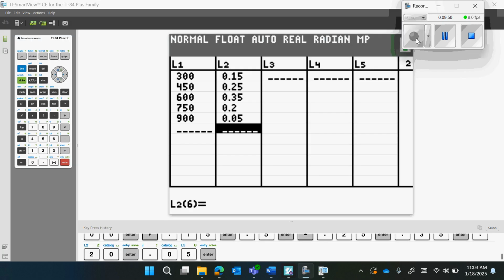Okay, so as you can see in L1 here, I have my X values, which are the costs that he could possibly get when he's collecting his money, 300, 450, etc. And in L2, I have the respective probabilities.